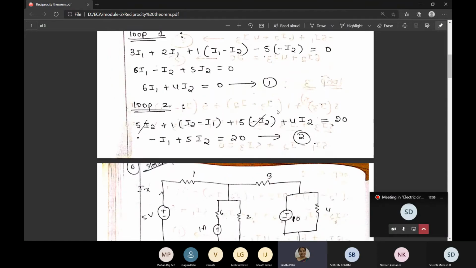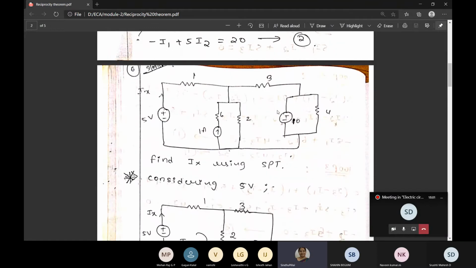This is one example, and the second example is also on the superposition theorem. You have to find out the current Ix, that is the current in this branch. Find Ix using the superposition theorem. So here how many sources do we have? 1, 2 and 3 sources. All are independent sources. We have 5 volts, 1 amp and 10 volts.